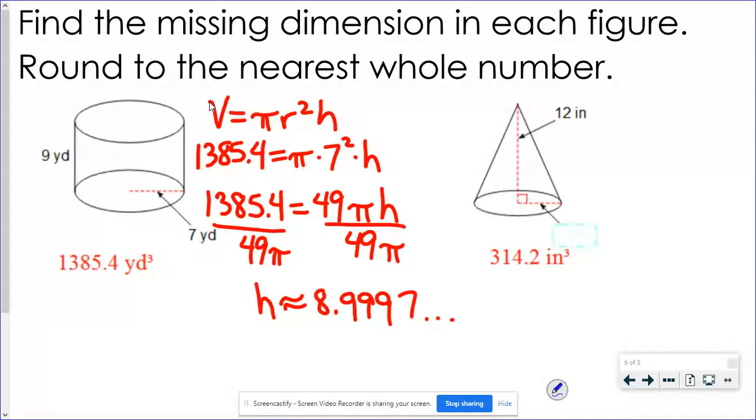For a cone, we have V equals 1/3 pi r squared h. The volume is 314.2.